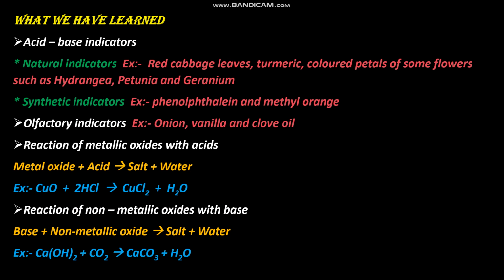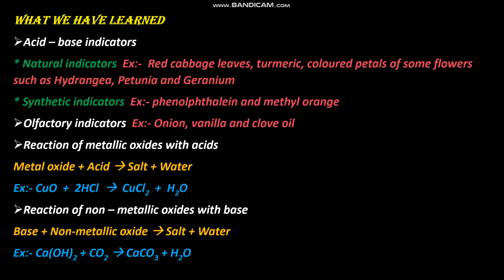Let us revise what we have learned in the previous class. We have learned acid-base indicators. Two types of indicators we learned: natural indicators and synthetic indicators. Natural indicators we have learned the examples: red cabbage leaves, turmeric, colored petals of some flowers such as hydrangea, petunia and geranium. Synthetic indicators, we have learned the examples phenolphthalein and methyl orange. Then we learned olfactory indicators, where the indicators show different smells in acids and bases. Examples for that: onion, vanilla and clove oil.